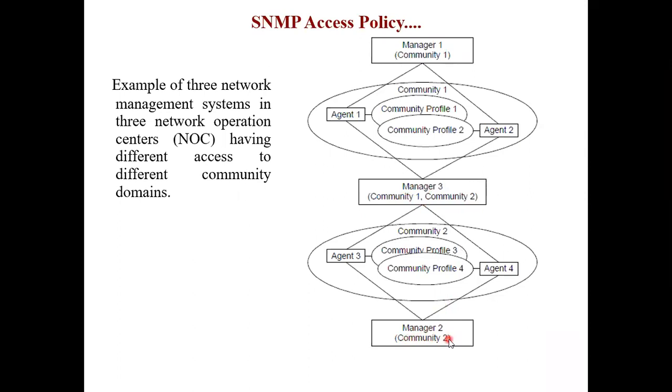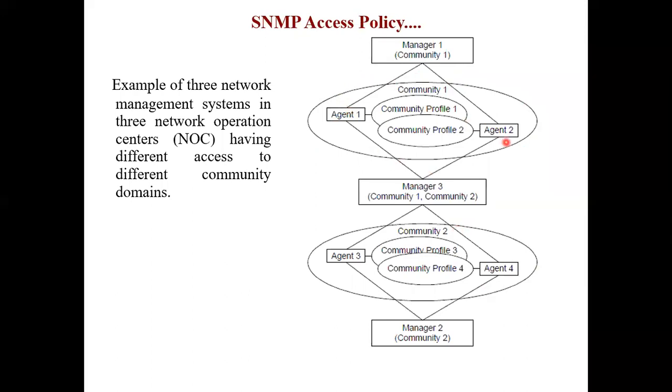Manager 2 belongs to community 2. So there are 3 managers and 2 communities. One manager belongs to only one community, while the third manager belongs to community 1 and community 2. Now we have agents. Here you can see we have 4 agents: agent 1, agent 2, agent 3, agent 4. This is my community 1 domain, and this is my community 2. So right now I have 2 communities, 4 agents, and 3 managers.